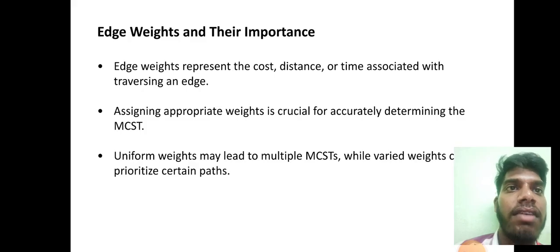Edge weights and their impacts. Edge weights represent the cost, distance, or time associated with traveling an edge. Assigning appropriate weights is crucial for accurately determining the minimum cost spanning tree. Uniform weights may lead to multiple minimum cost trees, while varied weights may favor certain paths.